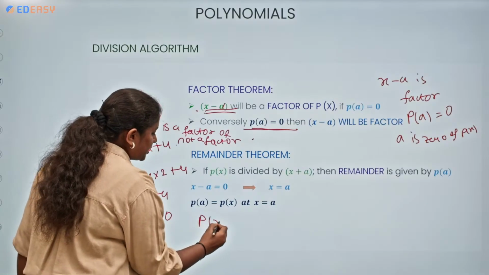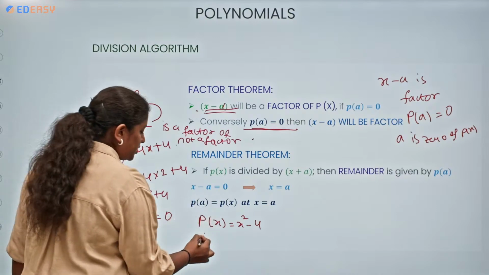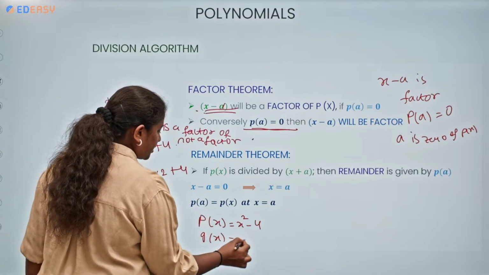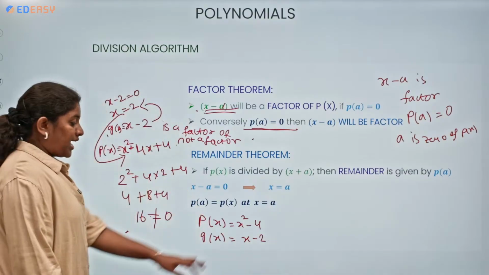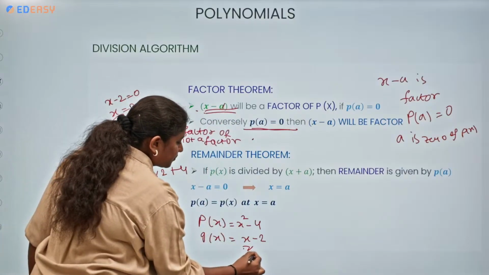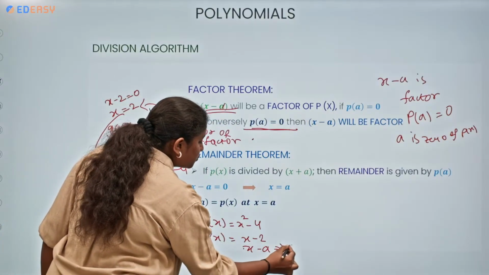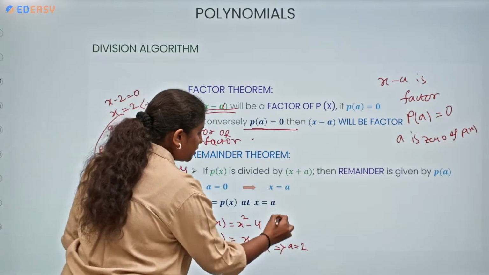Now take p of x equals x square minus 4, and g of x equals x minus 2. Clear? And from these, compare it with x minus a. What is your a value? A value will become 2, right? Now find the p of a.